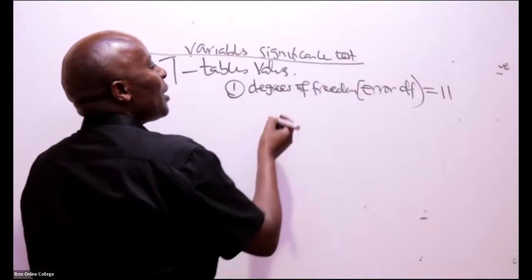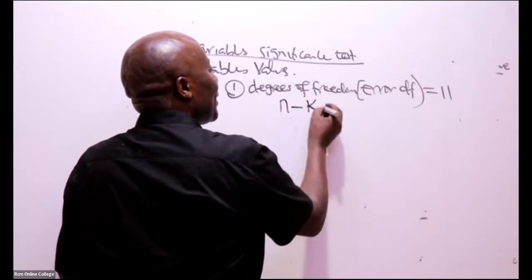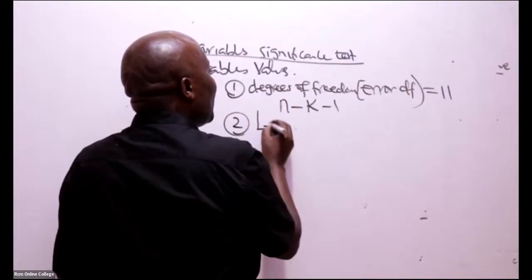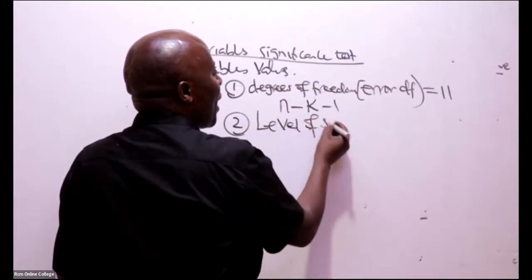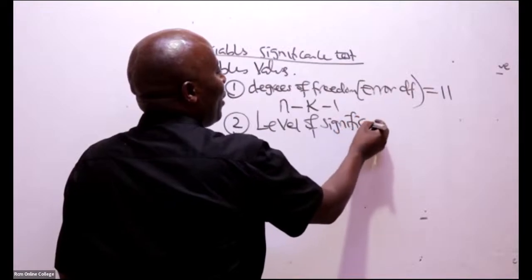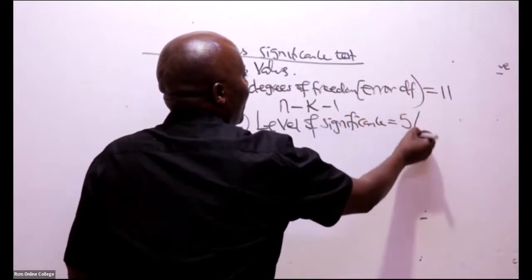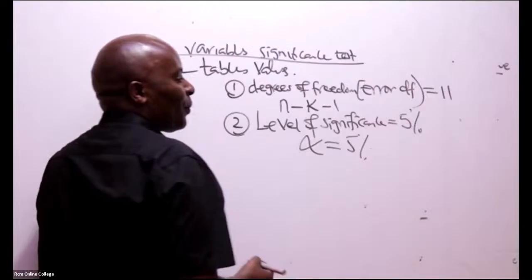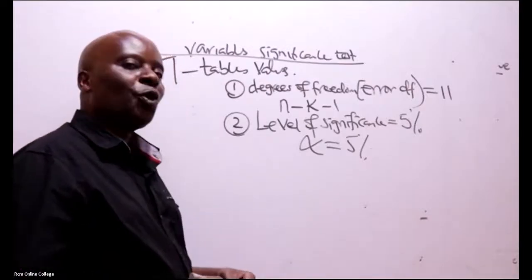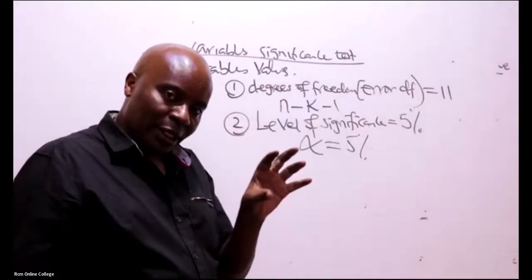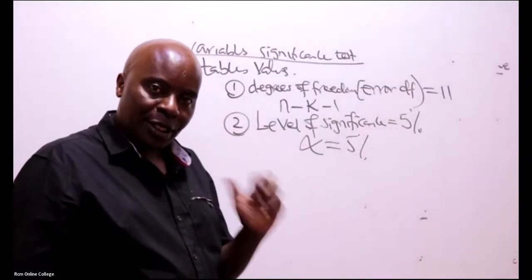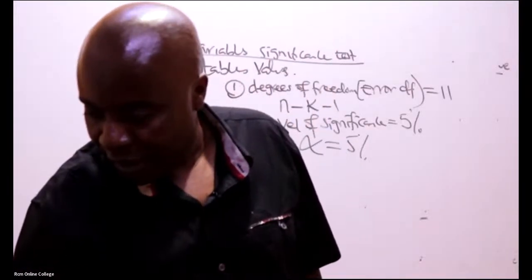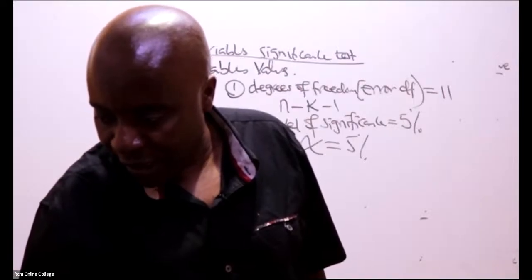Remember, the error degrees of freedom are the ones we got by taking n minus k minus 1. Yeah, 11. And number two, I need the level of significance, which in this case is 5%. Those are the two items that I need to be able to read the T tables value, and it's very easy to read. Just allow me to come here and read it for you.